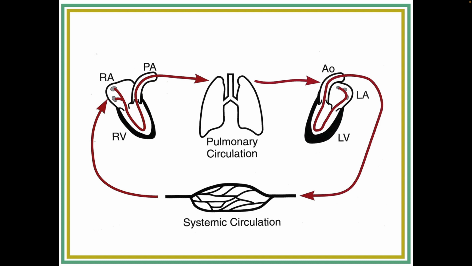So when we're talking about the stroke volume, usually we're talking about the left ventricle because that's what we're most concerned about. The truth is, the amount that gets expelled from the left ventricle is the same as the amount that gets expelled from the right.